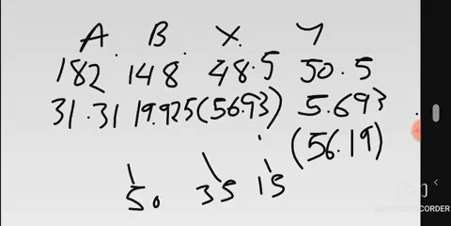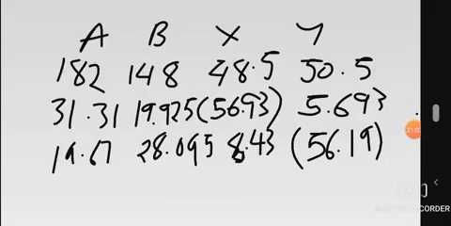So what is 50% of 56? We put as well. So I've basically done the distribution. So 50% of the 56.19 was this one, the 19.67. Then the 35% of the 56.19 was 28.095. Then this was 15 in X. 15% of 56.19 is 8.43. So at this point, you have the values for Y.